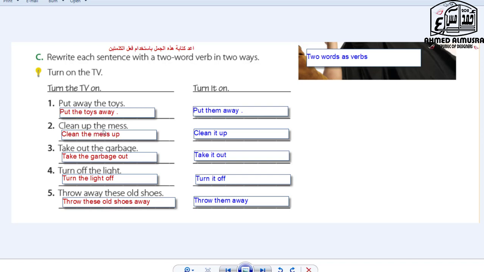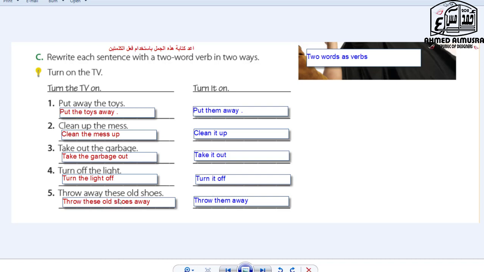Clean up the mess. Separated, clean and up with the noun between them. Clean it up. Number three, take out the garbage. Take out the garbage. Take the garbage out. Take it out. Number four, turn off the light. Turn off the light. Turn the light off or turn it off.